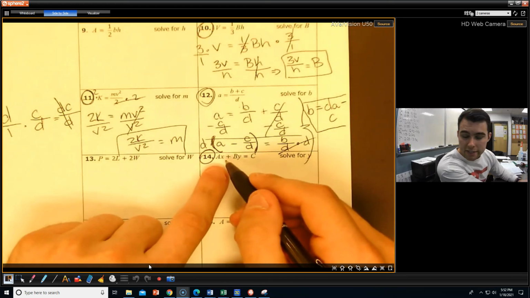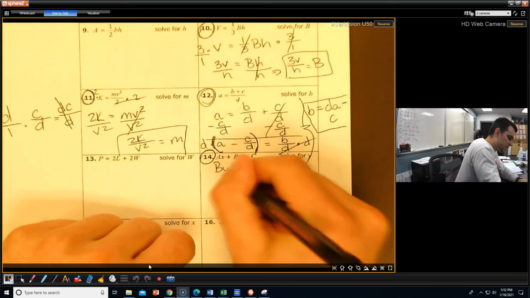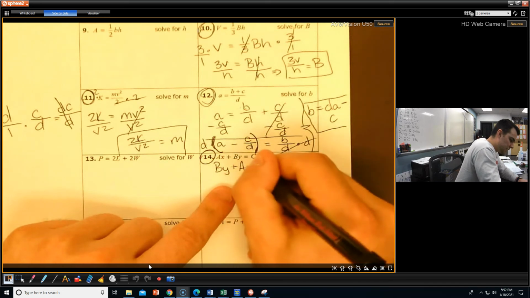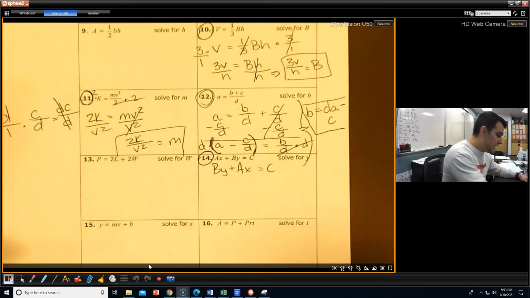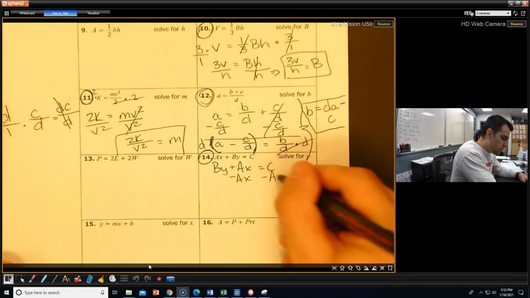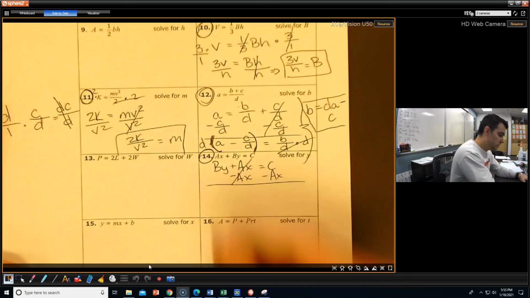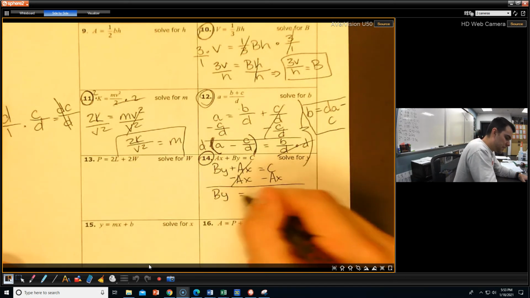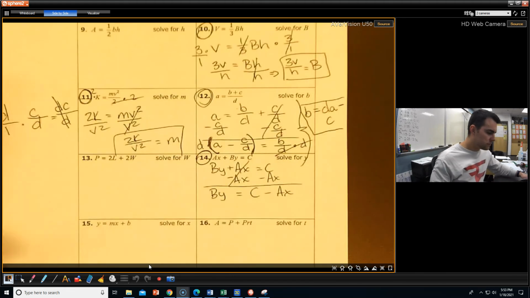Technically this AX is adding, because I could rewrite this as BY plus AX is equal to C. Now it's a little bit more clear. Now I can actually subtract the AX. I know for sure I got to subtract the AX, right? I do it to both sides. AX's cancel. I'm left with BY is equal to C minus AX.